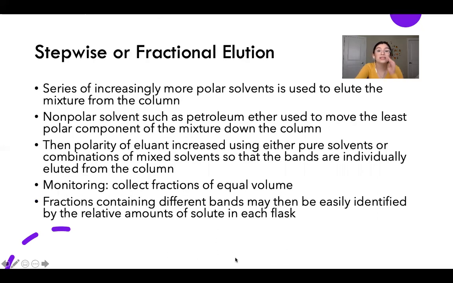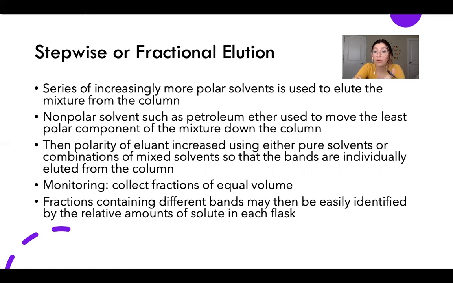Okay. Stepwise or fractional elution. A series of increasingly more polar solvents is used to elute the mixture from the column. Non-polar solvents such as petroleum ether, which is what we're going to be using, is used to move the least polar component of the mixture down the column. Then the polarity of the eluent is increased using either pure solvents or combinations of mixed solvents so that the bands are individually eluted from the column.